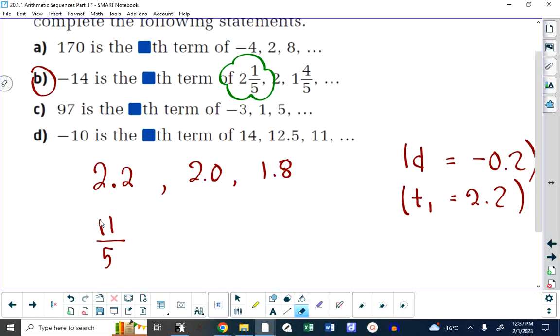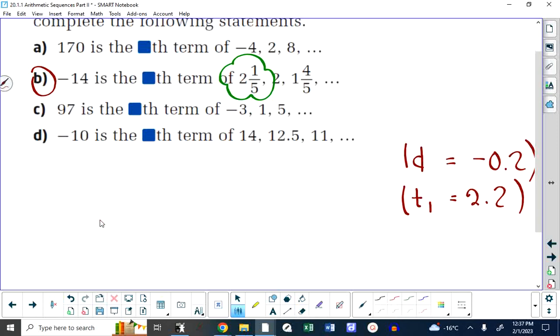So one of the ways we can do this, there's a lot of ways, but one of the ways we could do this is we could just start taking 2.2, 2.0, 1.8, 1.6, and keep going until we got to negative 14. And I think maybe you understand why that's not really what we want to do. It's possible to do it that way, but it's going to take a long time.